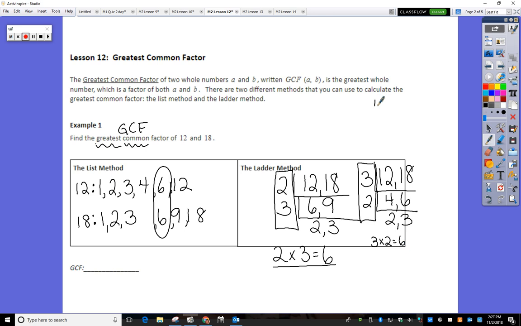Let's say I looked at the two numbers and I said, oh, they can both be divided by 6. 6 goes into 12 2 times. 6 goes into 18 3 times. 2 and 3 don't have a common factor besides 1. I only have one number down my side, so that's my GCF. No matter which method you go about doing this, you wind up with a GCF of 6.